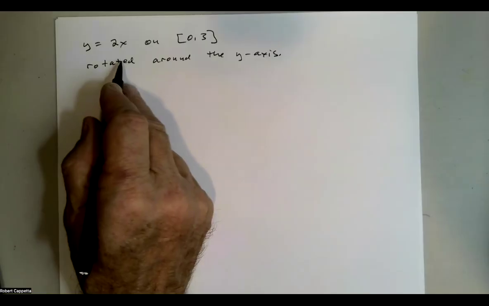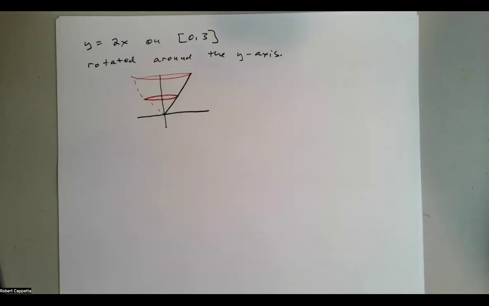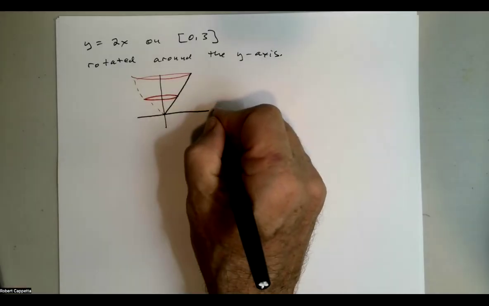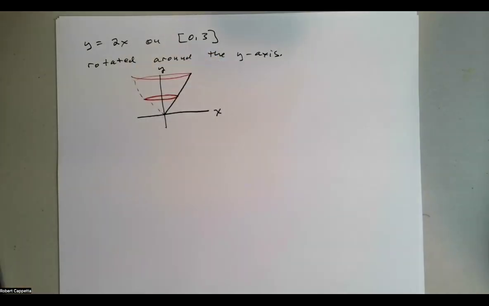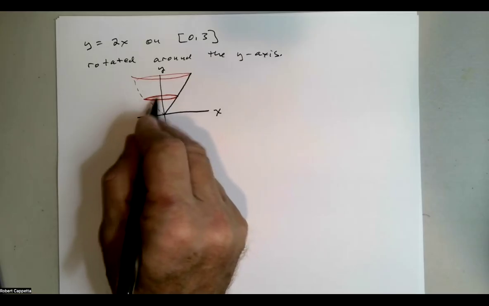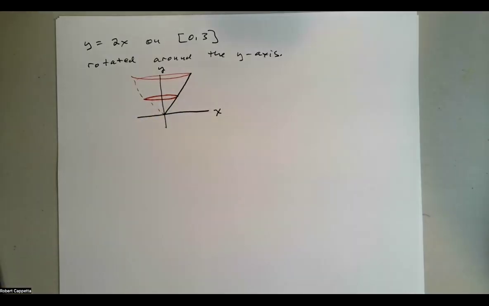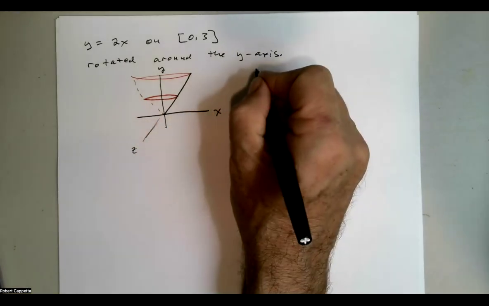Next, I want to look at y equals 2x on the interval from 0 to 3, rotated around the y-axis. So this is our image. Again, I'm calling this the x-axis. This time I'm calling this the y-axis just to enable me to visualize it. Once I'm here, you'll notice on the red circle, the y value is constant, so y is unchanged. We have a circle that is in the xz plane. Remember, z is coming out this way this time. So the circle is in xz.